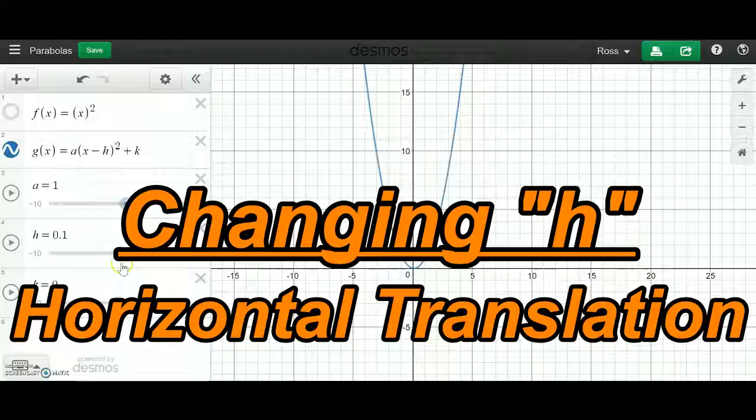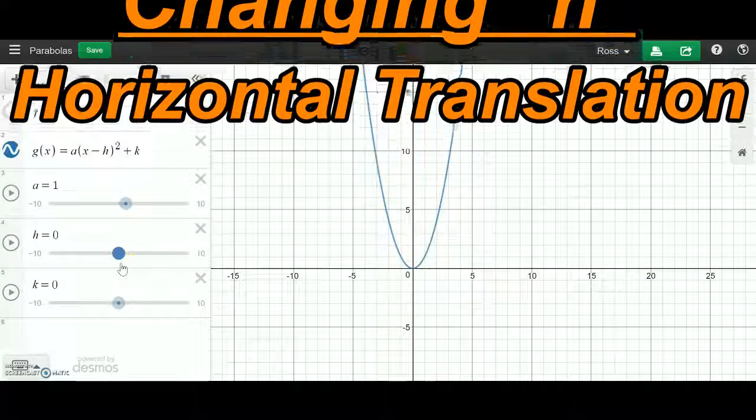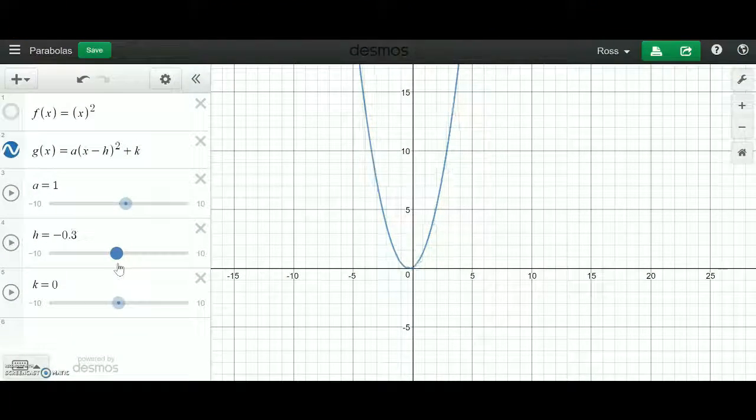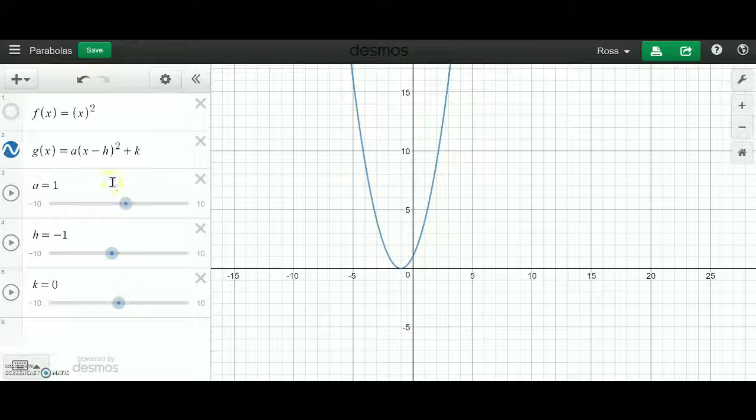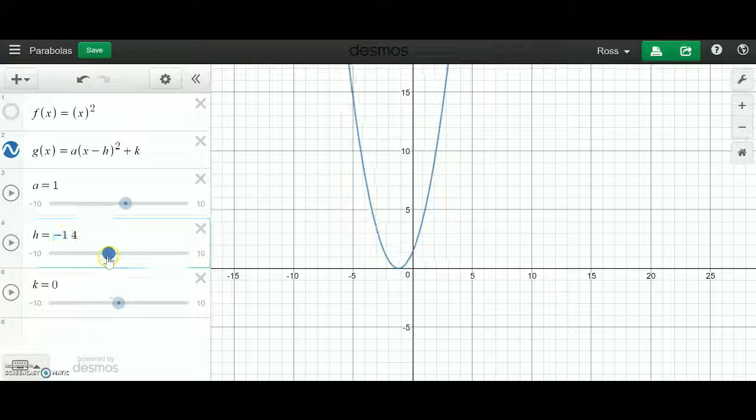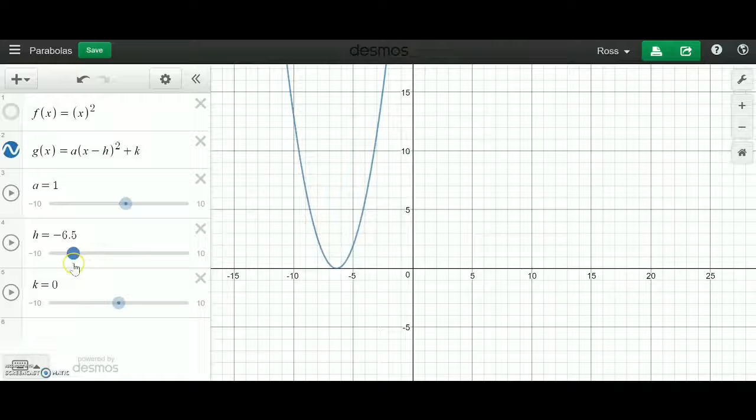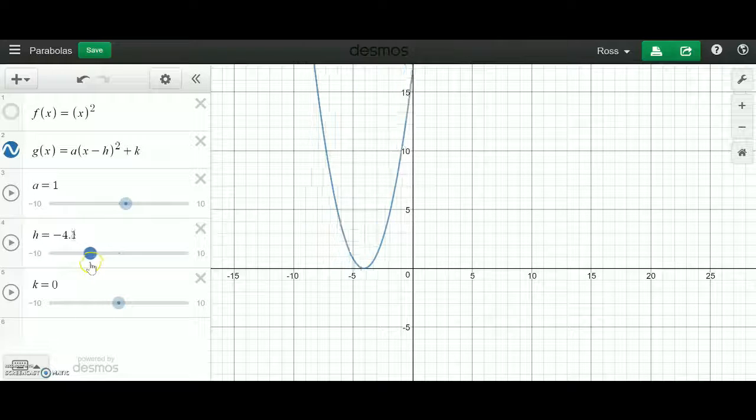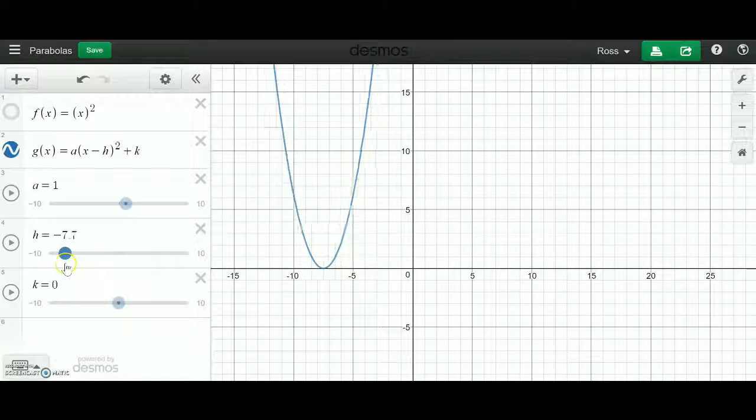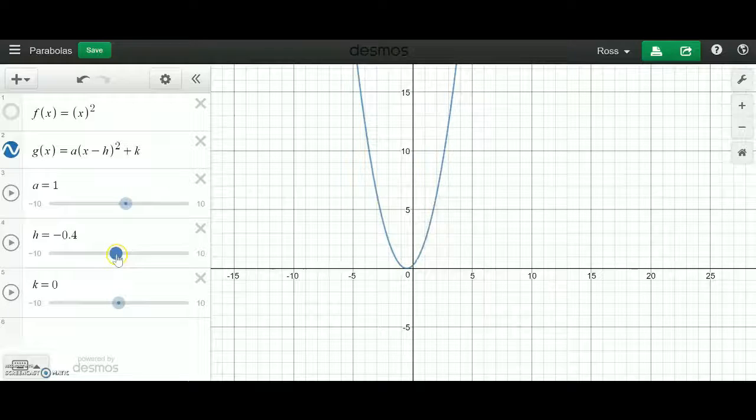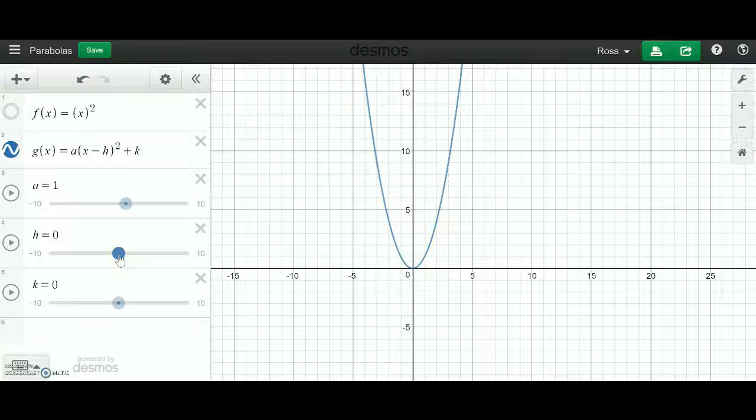If I make this negative, so here I am back at 0 at my origin, if I make this negative, such as -1, x minus a -1, so really this is x plus 1, I'm shifting to the left. This is a horizontal translation, a horizontal shift to the left. So that's what changing h does. It gives you a horizontal translation.